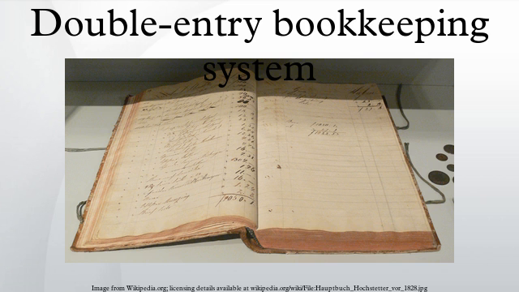Transactions are entered in the books of accounts by applying the following golden rules of accounting: personal account, debit the receiver and credit the giver; real account, debit what comes in and credit what goes out; nominal account, debit all expenses and losses and credit all incomes and gains.